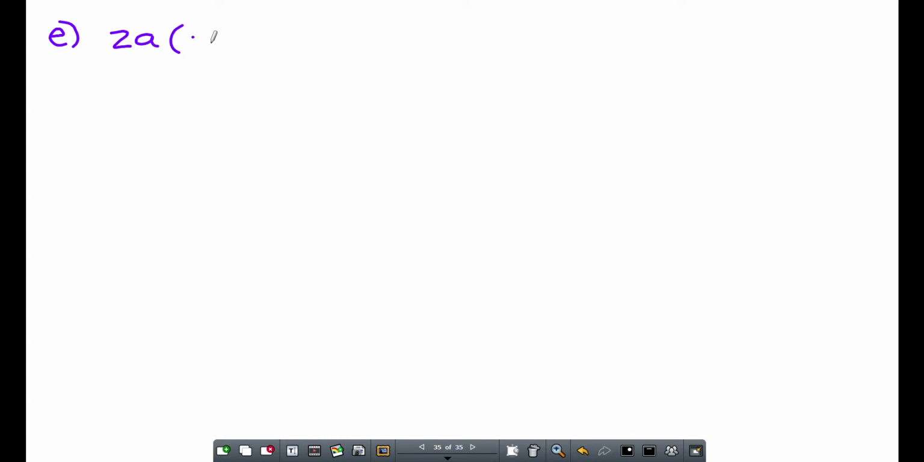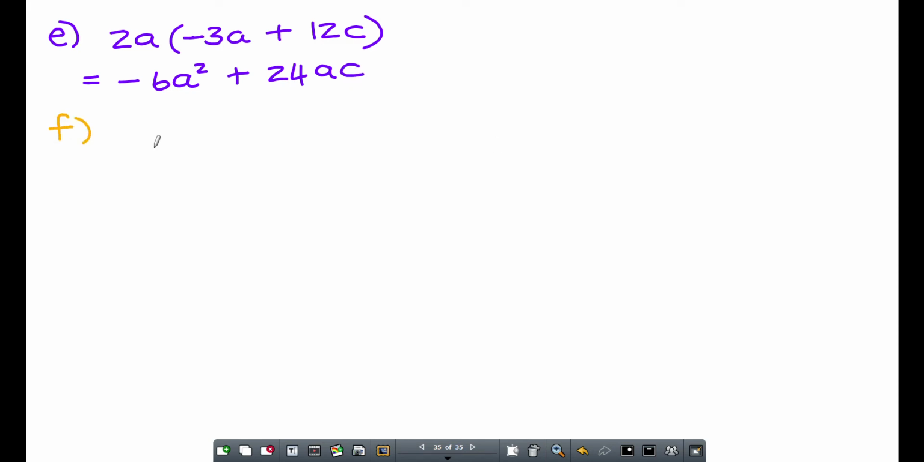2a must be multiplied with a minus 3a plus 12c. Now, inside the bracket, they didn't have the same unknowns, so I could not go and simplify in there. So I had to multiply in. So 2a times minus 3a gave me minus 6a to the power of 2. And then 2a times 12c gives me positive 24ac. Any questions there? Yeah, because the a squared and the ac are not like terms, so I couldn't go any further than that. That's where we stop.